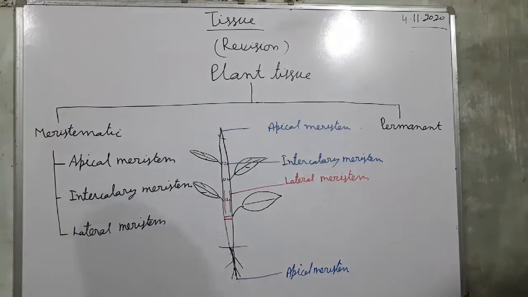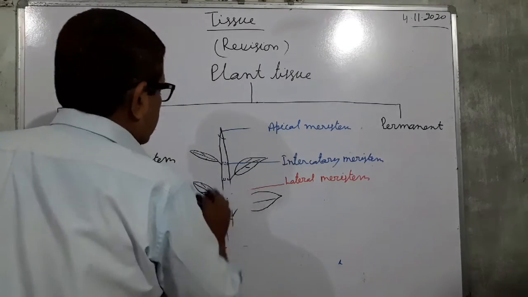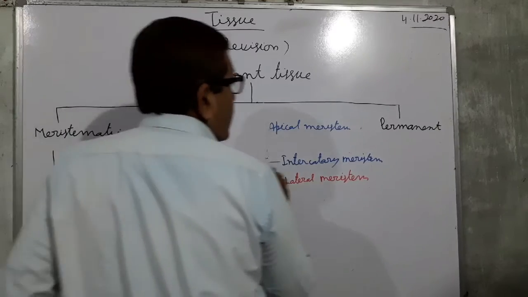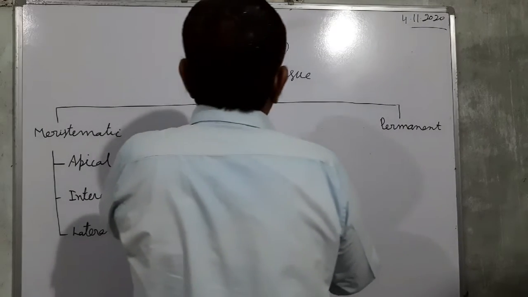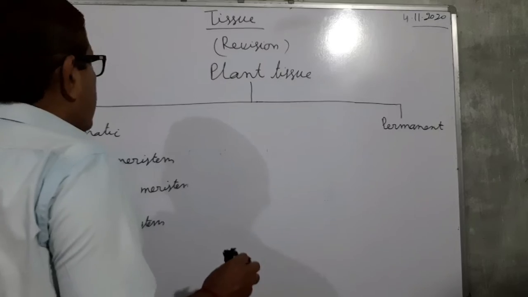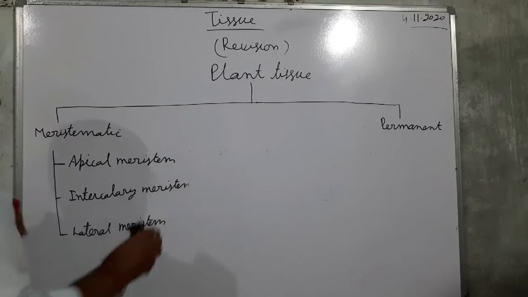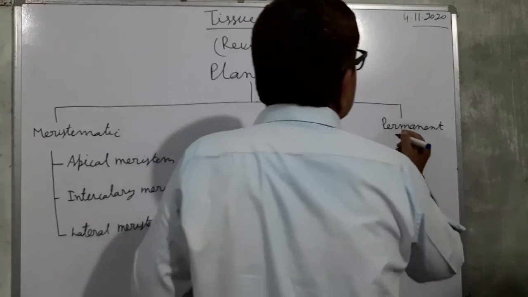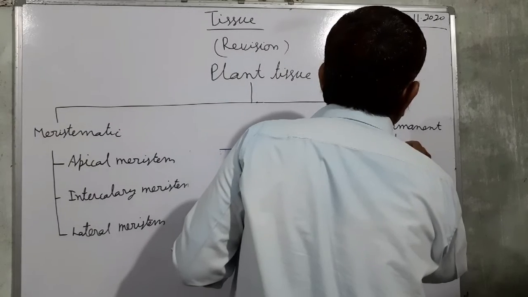So in this way we can study. Next, we have meristematic tissue and permanent tissue. Next, we are studying the permanent tissue. The permanent tissue is of two types.